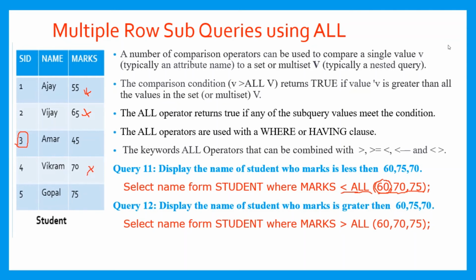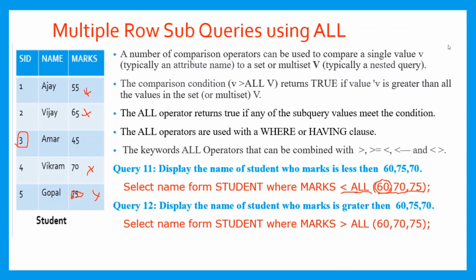Now assume that instead of 75, it is having 60. Now 60 is compared with 60. Whether 60 is less than 60? No. This is not going to be selected, especially when we are making use of ALL. If I made use of less than ANY, then the query is going to return true. ALL says the selected value from this set should be greater than the outermost query value. Then the query is going to return true.